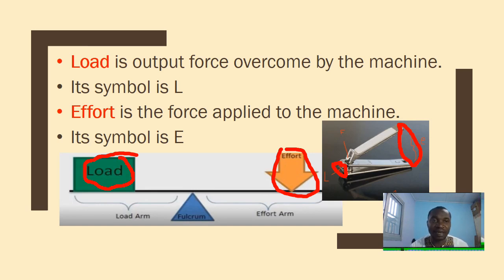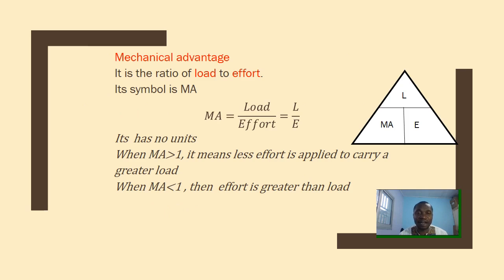Now, what is the mechanical advantage? Mechanical advantage is a ratio of load to effort. Its symbol is MA. Mathematically, MA equals load divided by effort, where the symbol is capital L for load and capital E for effort. And it has no unit.